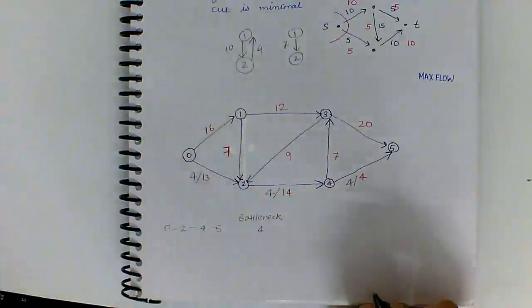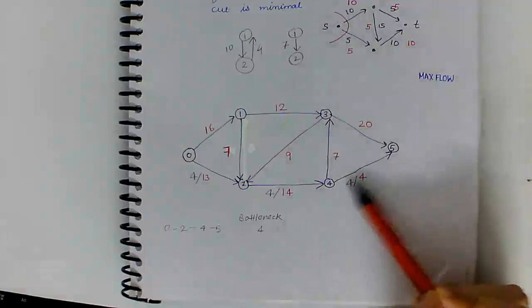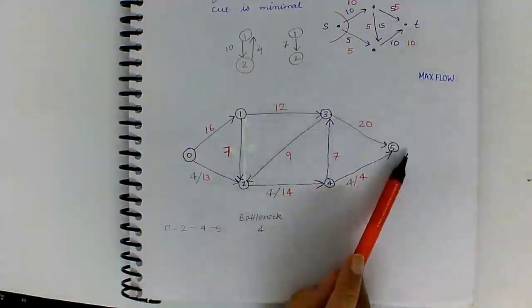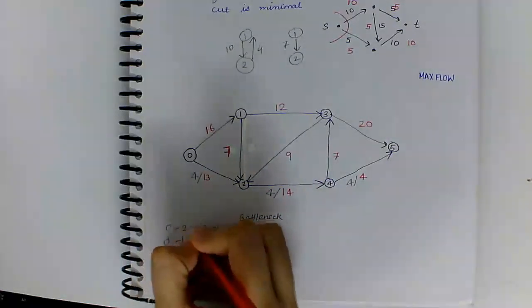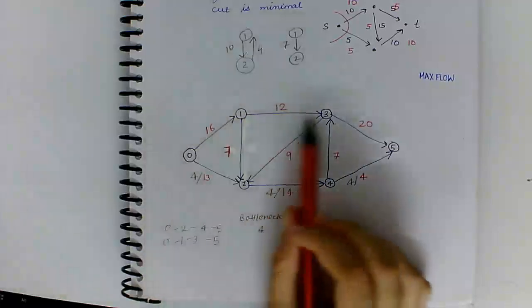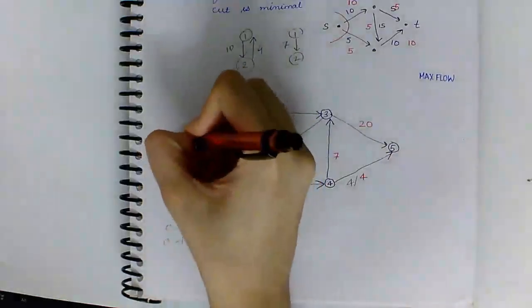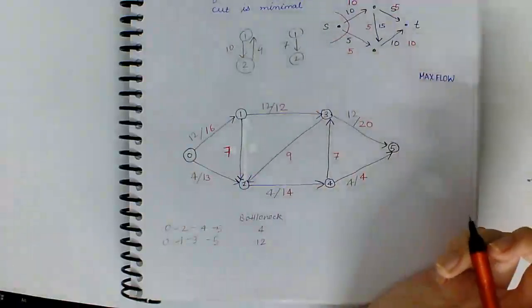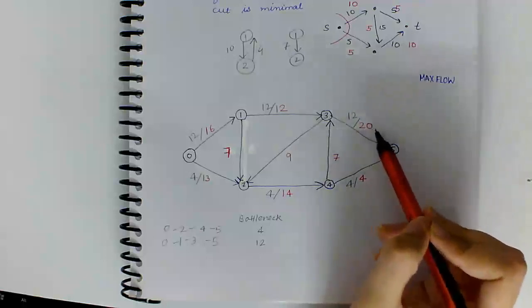As we can see, this one is complete, so there shouldn't be any more flow going from 4 to 5. Now let's focus more on 3 and 5. So let's see 0, 1, 3 and 5. Nice enough path. The bottleneck is 12. So 12 from here, 12 from here, and 12 from here. Okay. Now there is still 8 units left here.